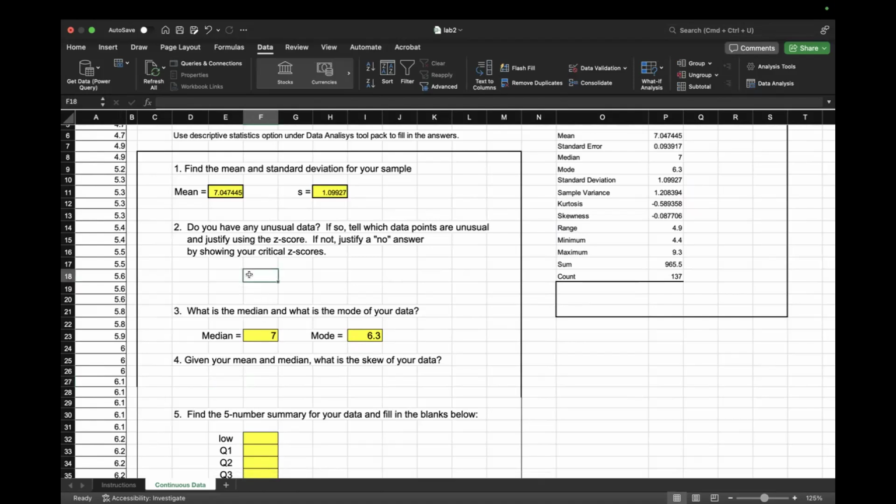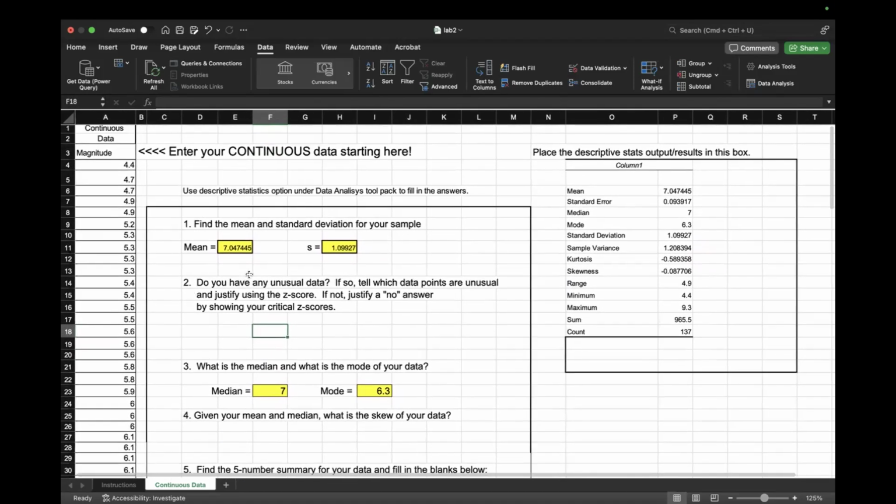For number 2, this is asking if you have any unusual values. You need to use z-scores. There's 2 different ways to do that. You can either determine what your upper and lower boundaries are. So what value has a z-score of 2, what value has a z-score of -2, and calculate that and say, a z-score of 2 is at 6.8 and a z-score of -2 is at 4.2. Therefore, I have this value as an outlier. Or you can calculate the z-score of your lowest and highest value.